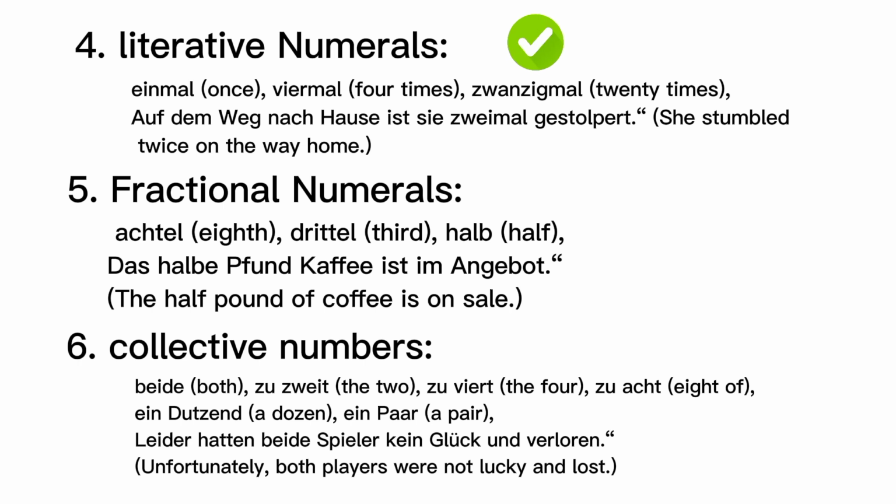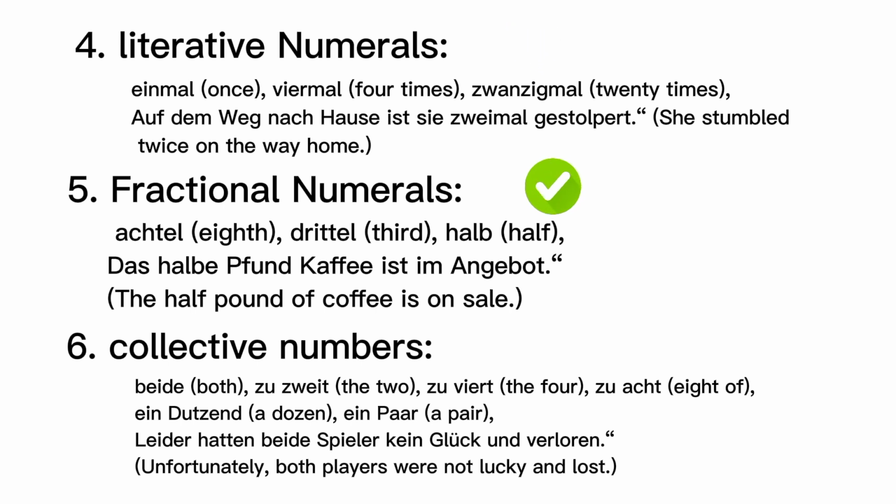Then we have alliterative numerals. In this type of numerals, we use numbers like once, twice, thrice, 4 times, 20 times, etc. In the example, you can see she stumbled twice. So here, twice is an alliterative numeral.